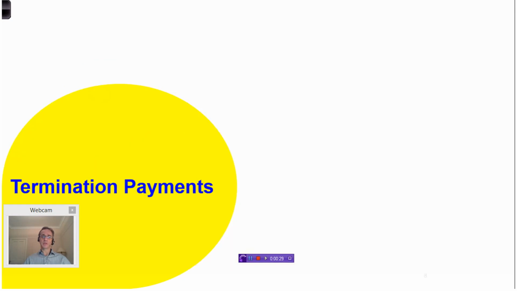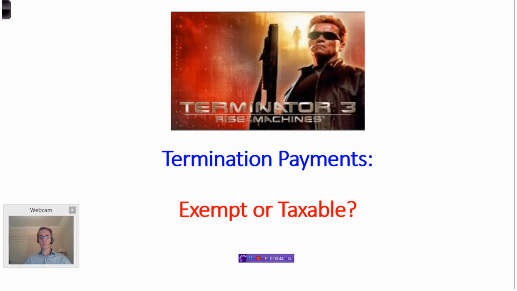So termination payments: what we're looking at is an individual who is employed, has some form of Schedule E income, and who's been made redundant. Their employment has been terminated. In essence, what we're looking to say is what element of the redundancy package the individual receives is going to be exempt, and what element is going to be taxable.